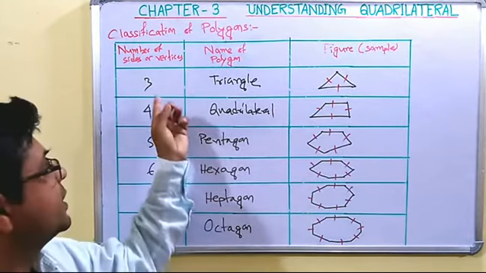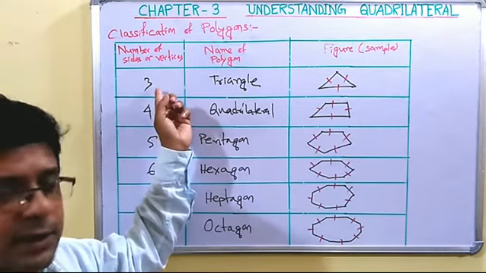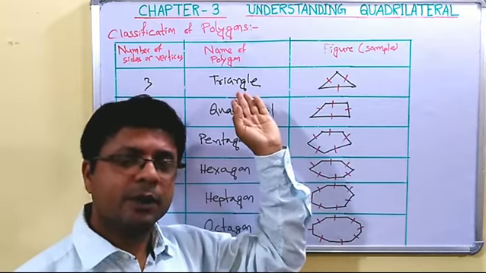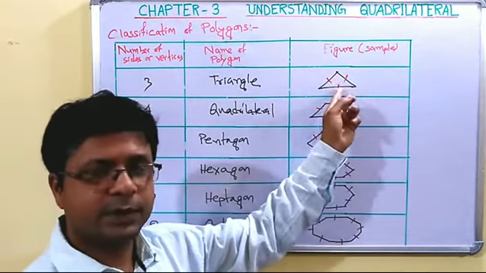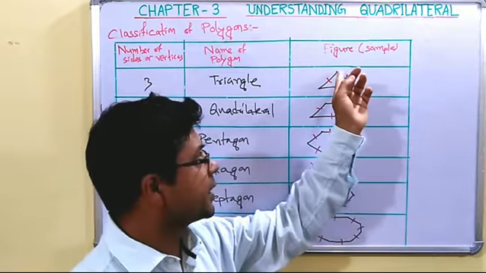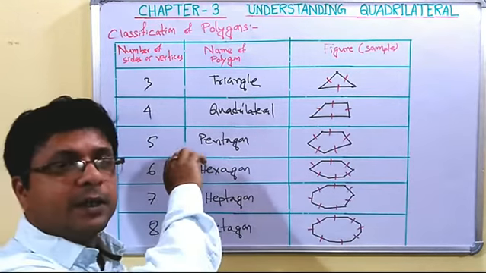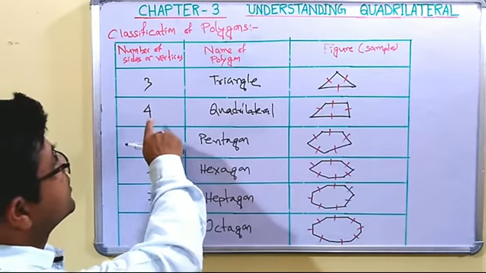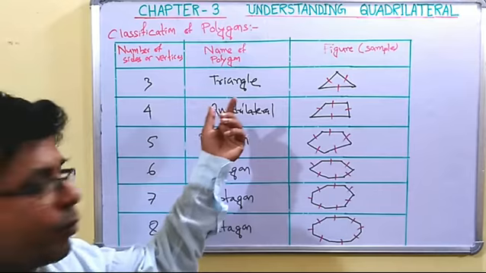So in the first polygon, the number of sides is 3 and the number of vertices is 3. The name of the corresponding polygon is triangle. Here it is the figure. There are 3 sides. You can check 1, 2, 3. I have marked with the red marker. The number of vertices 1, 2, 3. Then when the number of sides or vertices increases to 4, the corresponding name of the polygon is quadrilateral.